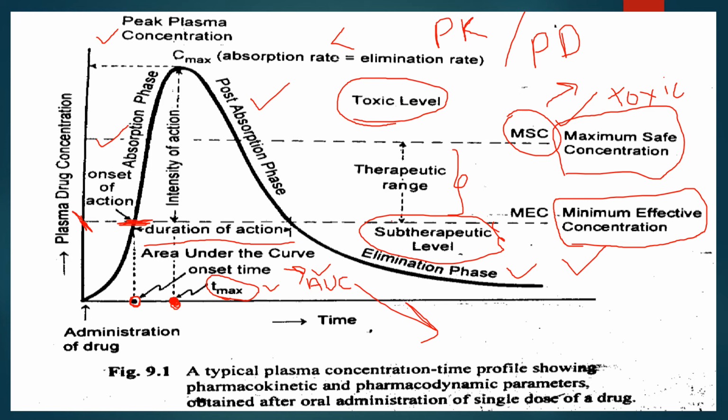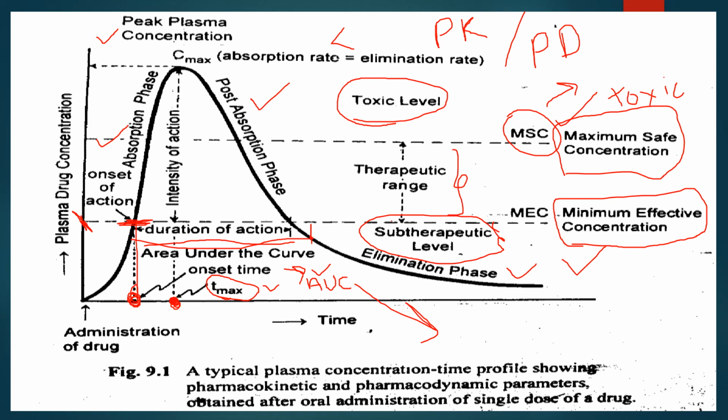Next one is onset of time. What is the onset of time? It is the time required for the drug to start producing the pharmacological response. Onset of action and onset of time. This is the onset of time. Duration of action. This is the total duration of action. The time period for which the plasma concentration of the drug remains above the MEC level is called the duration of action. It is also defined as the difference between the onset of time and the time for the drug to decline to the MEC. So this is the duration of action.